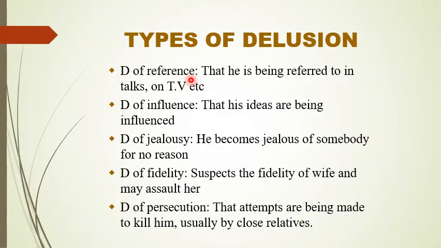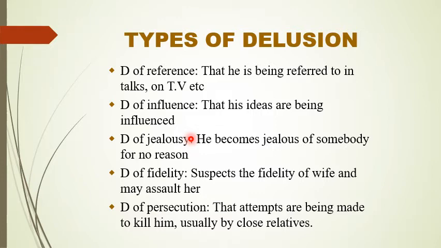There is delusion of reference, in which the patient thinks that he is being referred to in talks on TV shows, etc. Delusion of being influenced means the person thinks that his ideas are being influenced. Delusion of jealousy means the person becomes jealous of somebody for no reason. Delusion of infidelity means the person suspects the fidelity of his wife, and in due course he may assault her or try to kill her.